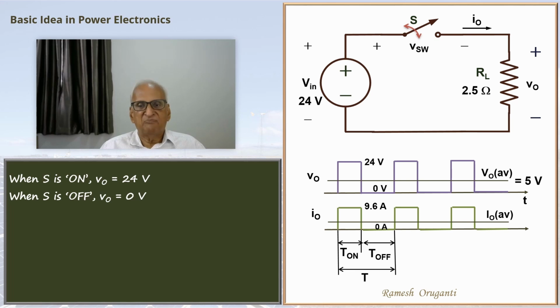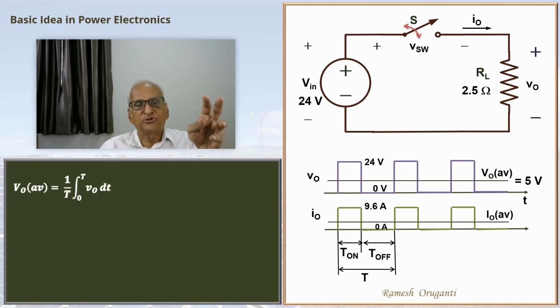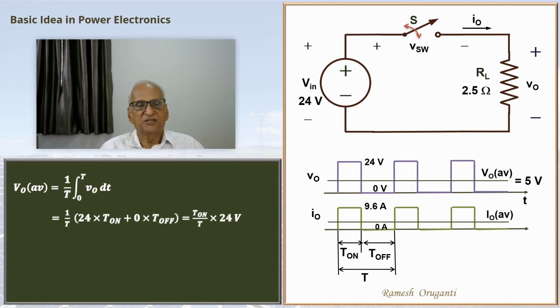So the average is given by 1 over T integral 0 to T v naught dt. In case you are having some discrete quantity, then you sum up all the items and then divide it by the total number of items. So here, instead of summing up all the items, you integrate the voltage waveform. Instead of dividing by the total number of items, we divide it by the actual period of the waveform. The integral is the same as the area of the voltage curve. The area of the voltage curve is 24 volts times T on interval, plus 0 volts times T off. So that is 1 over T, 24 times T on plus 0 times T off. So that is T on by T times 24 volts.